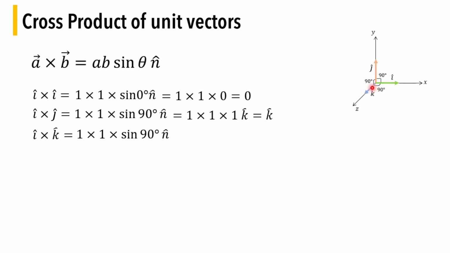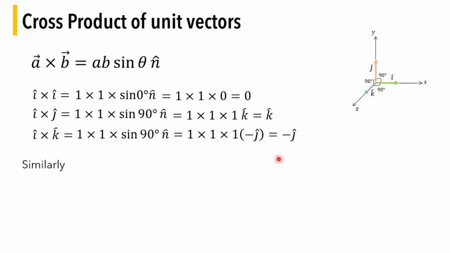your extended thumb will be pointing in the downward direction, which is the direction opposite to j. Therefore, we can say that this is equal to minus j. It is in the direction opposite to j, and opposite to j is minus j. So i cross k is equal to minus j.